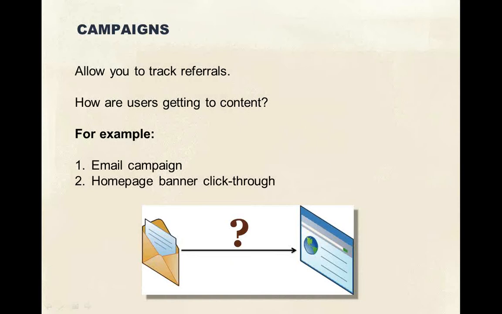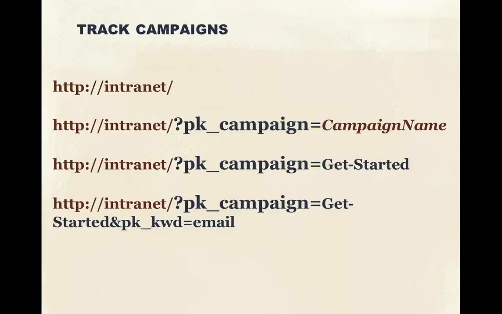So Piwik doesn't have a campaign creation interface, because basically all of the campaign data is going to be based on how you formulate the URLs that you're sending out in your campaign media. So for example, we have here just the basic intranet URL. If we wanted to say, hey, let's get everybody to the home page, we're going to fill in the campaign name with these URL parameters here. So pk_campaign, it's going to be called get started.